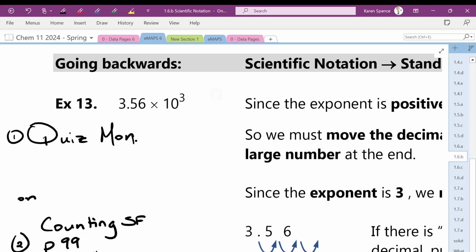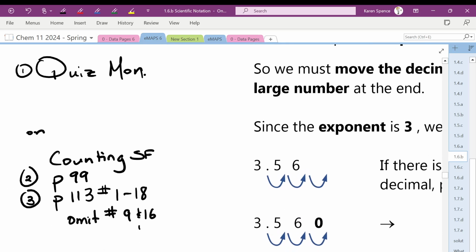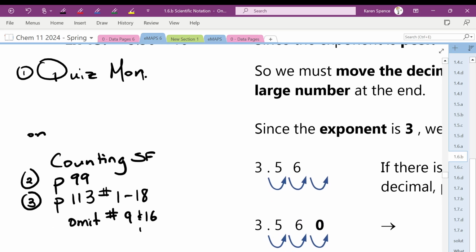Oh, and just in case, if you want some extra practice, so this is optional, page 117, number 3. That's some more counting sig figs.